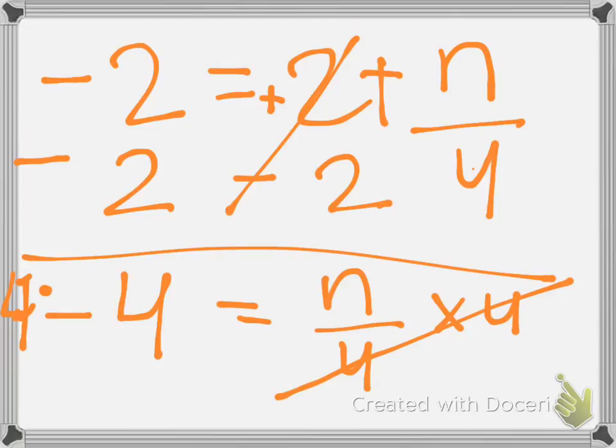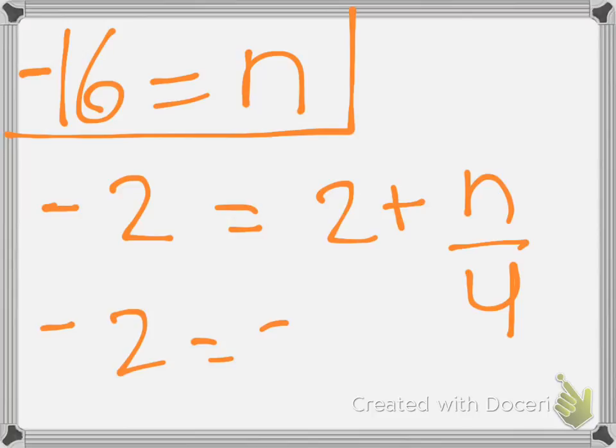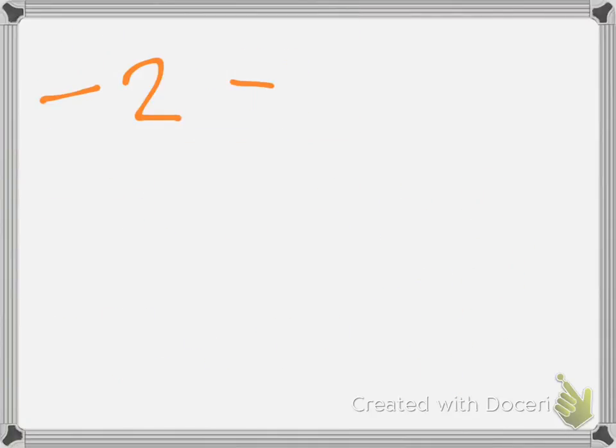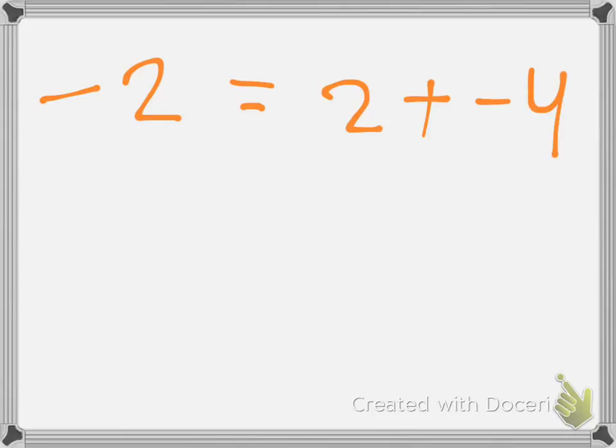Minus 2 equals 2 plus n over 4. Minus 2 equals 2 plus minus 16 over 4. So we don't need to do the minus 2 equals 2 plus minus 4, we could just do it in our head. Or maybe I should do it. Minus 2 equals 2 plus minus 4. And in this case, you can put parentheses around the minus 4 if it confuses you.